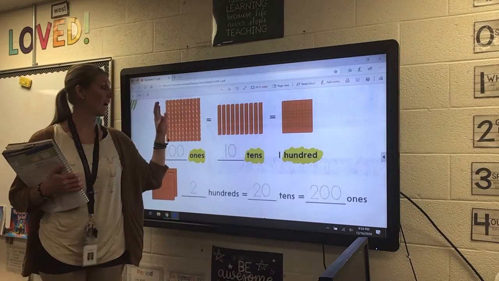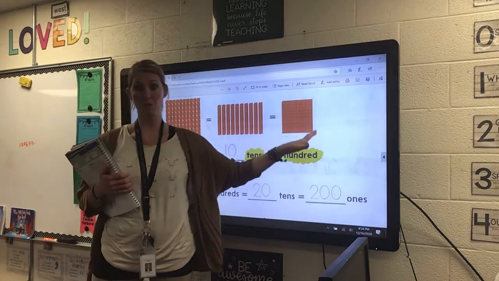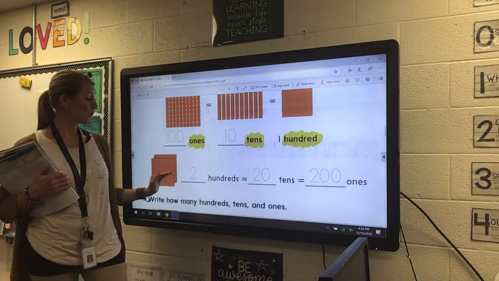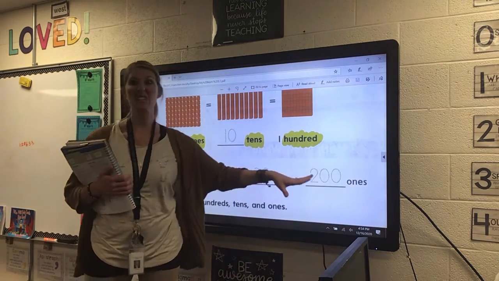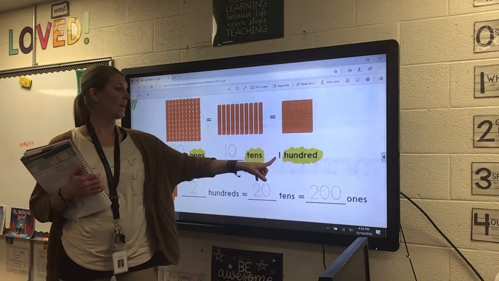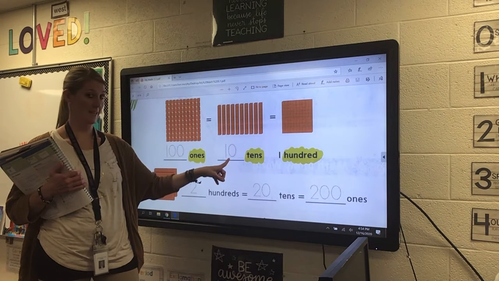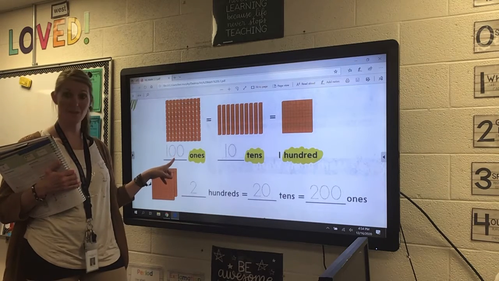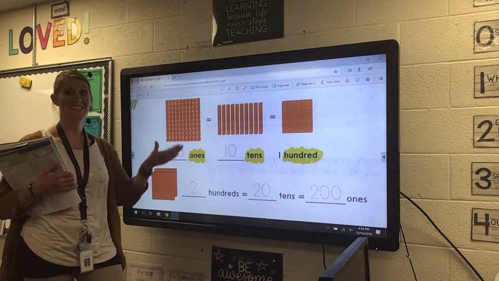So 100 cubes equals 10 sticks, and 10 sticks equals 1 flat, which is 100. Now, if you have 200s, that is equal to 20 tens, and then 200 ones. So as you can see, guys, 100 is 10 tens, we add a 0, and it's 100 ones, we add a 0 there. So as you can see, if we use our base 10 blocks, we just add zeros to it.